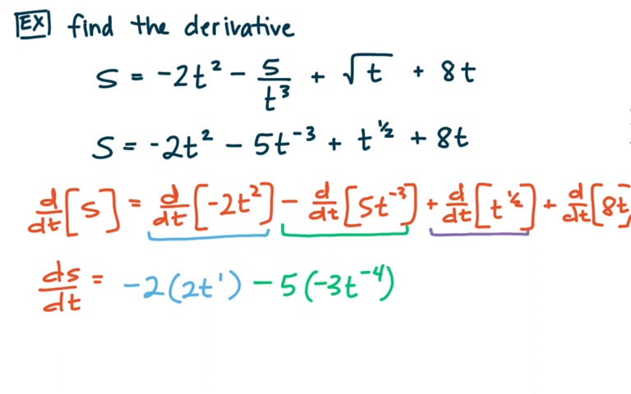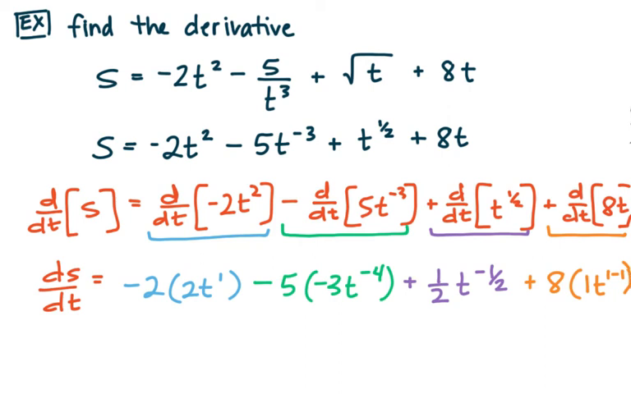My third term, there's no coefficient, so I'm just going to go ahead and write my plus. My power 1/2 comes in front, so I've got 1/2 t, and 1/2 minus 1 is negative 1/2. So I have a negative 1/2 power here. And then for my last term, 8t, the 8 comes in front, and I have t to the first power, so that's 1t. T to the first is 1 minus 1, or essentially 0.